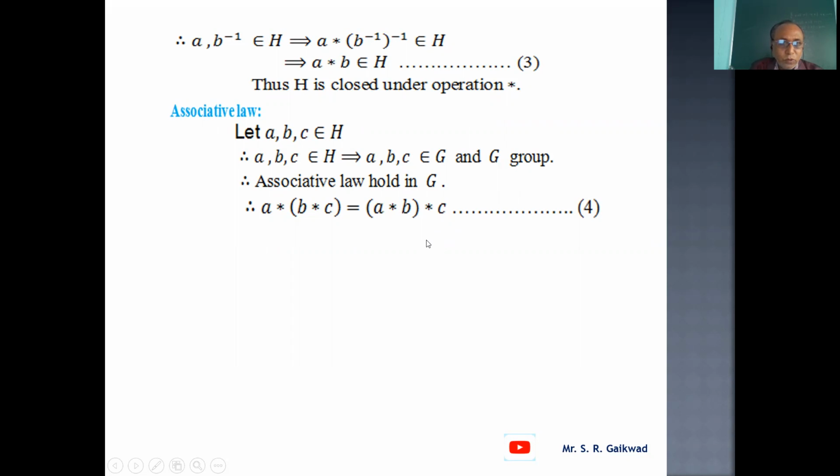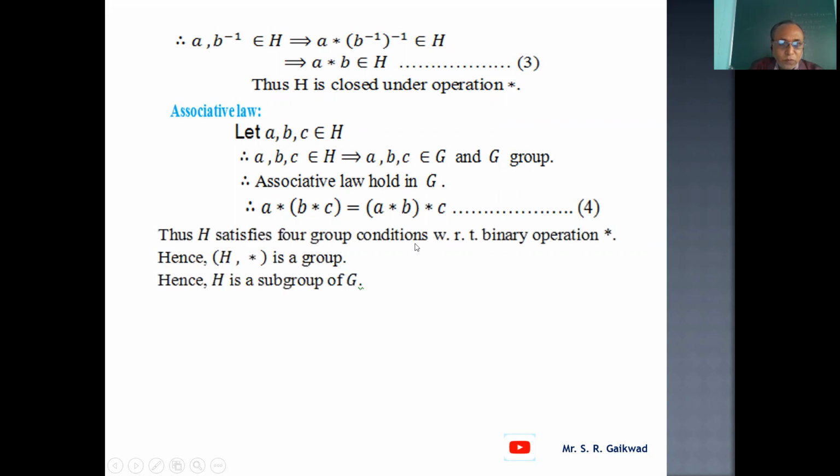This condition holds in G, and therefore H satisfies it as well. H also satisfies the associative law. It means H satisfies all four conditions of a group with respect to the binary operation star, and therefore (H, star) is a group. But H is a subset of G, and therefore H is a subgroup of G.